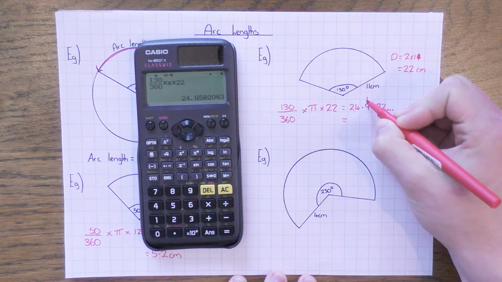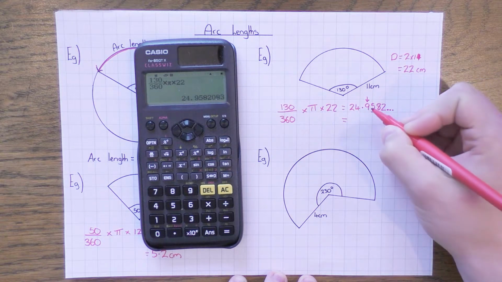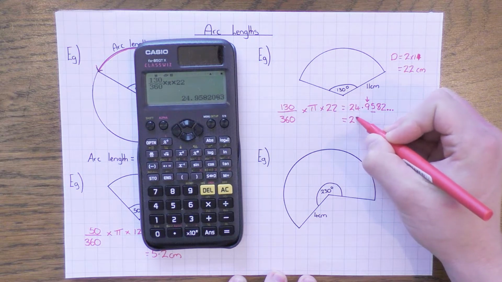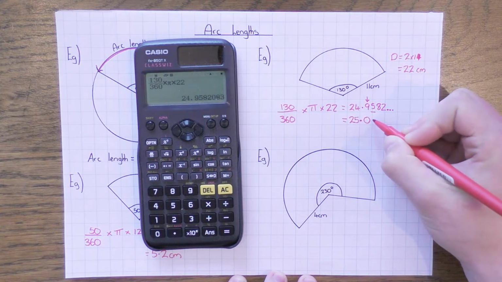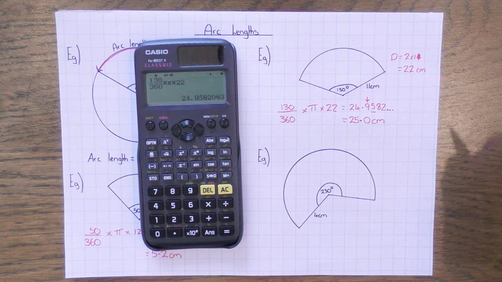So again, to 1 decimal place, 9 is the first decimal place, 5 tells me to round it up, so that becomes a 10. Can't have that as a 10, so that goes to a 0, carry 1 over, so 25.0, and again it's a length, so it's centimetres.